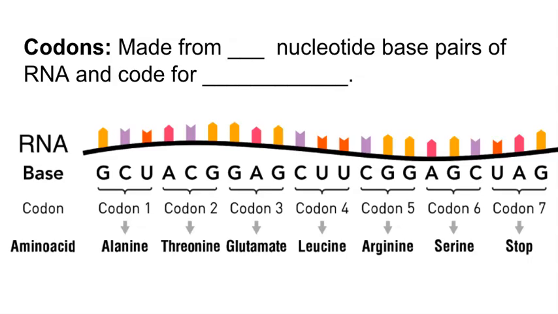Okay, so I would like you to try to complete this by filling in the blank. Codons are made from blank nucleotide base pairs of RNA and code for what? Pause here, try to fill in the blanks, and then we'll go over the answers.